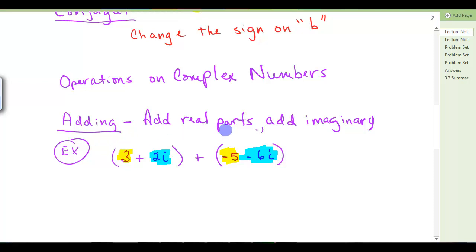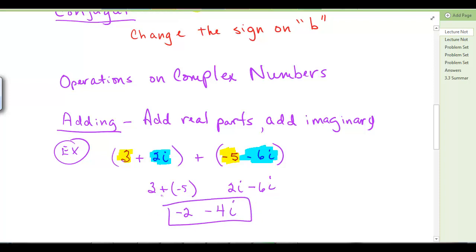When you're adding or subtracting, you want to take care of the real parts and then do the same with the imaginary, whether it's adding or subtracting. So in this case, we'd have 3 plus -5 and 2i minus 6i. So that becomes -2 minus 4i, and that would be the answer if we added those.